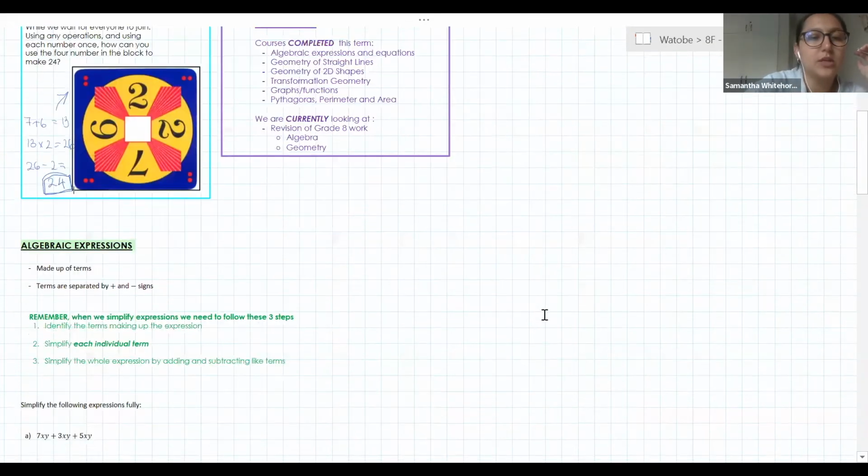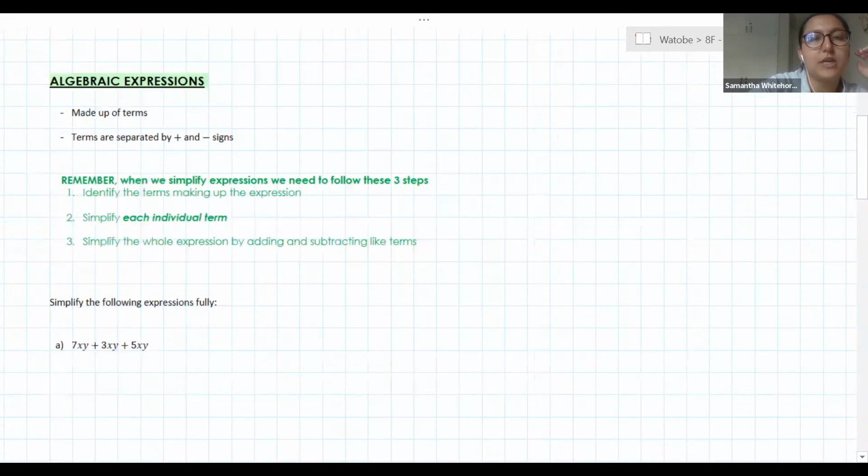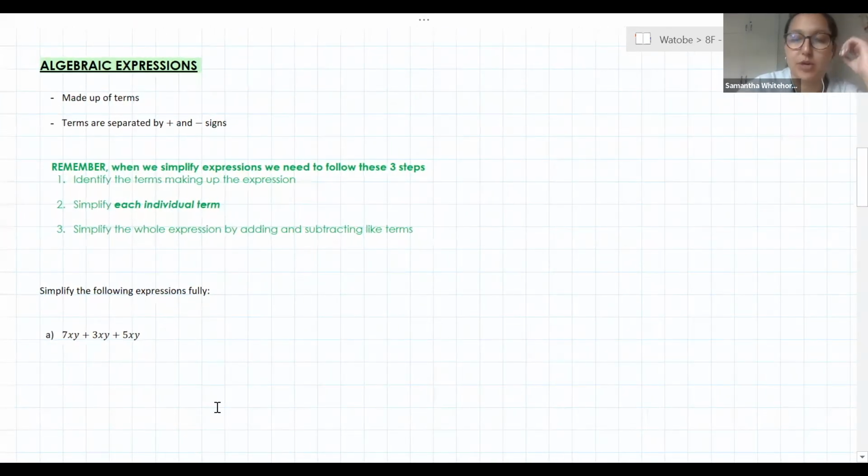Okay, guys, so we're going to jump in. First thing we're going to chat about today is algebraic expressions. Now, obviously, we have spoken about this already, but again, it's really important for us to get this foundational stuff. And the reason that I want to go over it again is because, as we move up into grade 9, grade 10, we sort of expect you to know certain things.